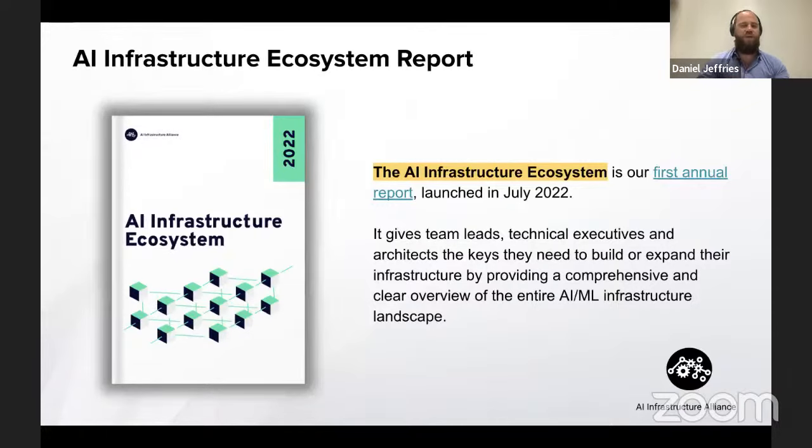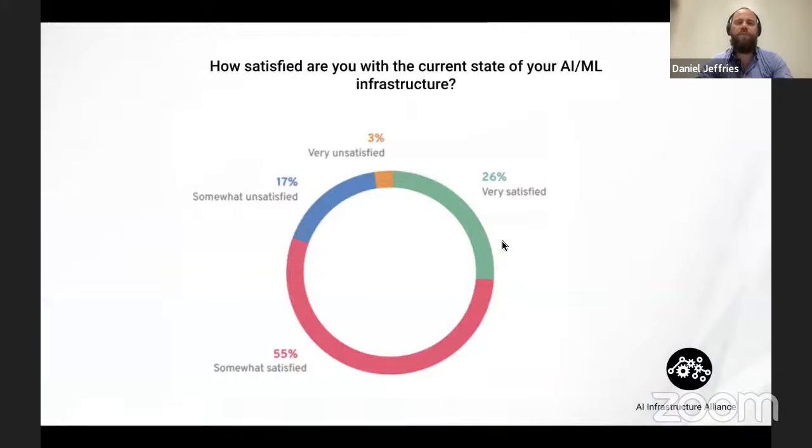It's going to give the team leads, technical architects, and anyone else the keys they need to build and expand their infrastructure. So they have a clear overview of the landscape and know where to put their time and their money. And we did a survey in there of 300 different companies, everyone from small and medium businesses to multi-billion-dollar companies. And we asked a lot of very pointed questions about it.